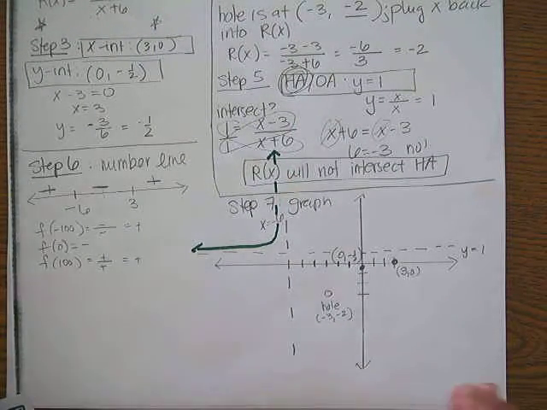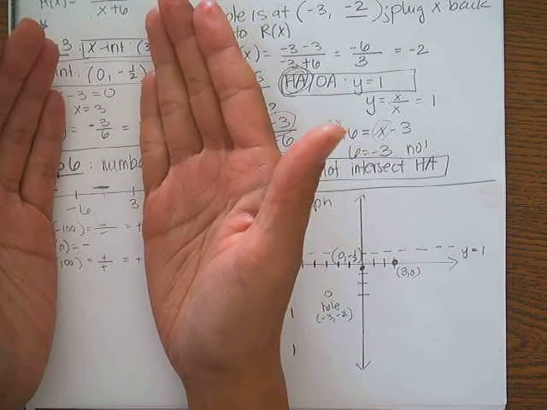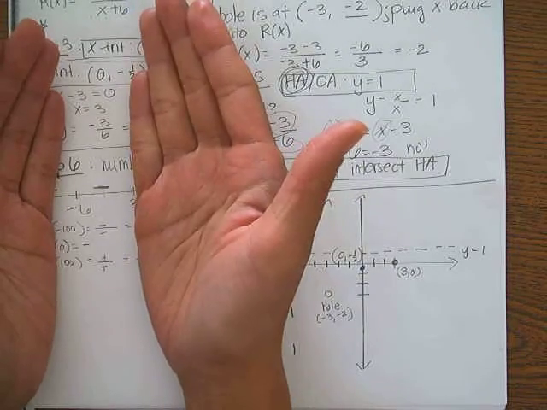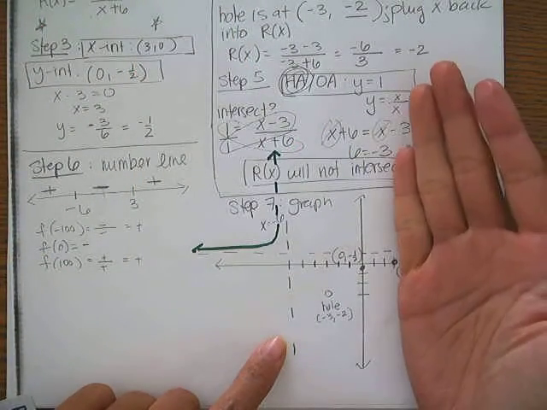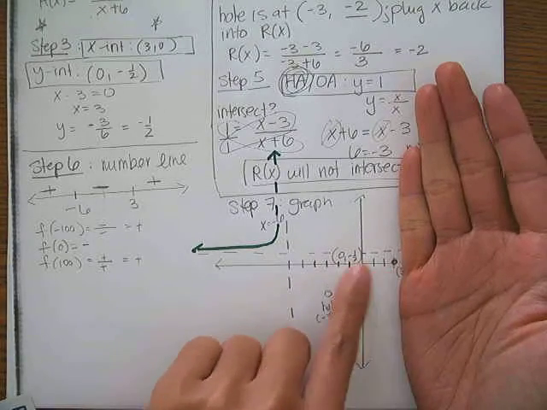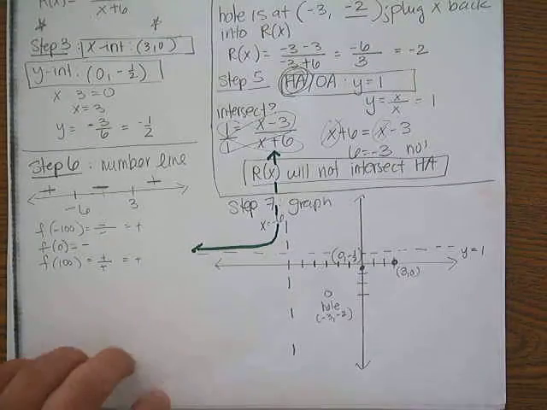Then it said in between negative 6 and positive 3 must be negative. So here's negative 6. Here's positive 3. Do you see that the dots are already there for us? All we have to do is connect it.